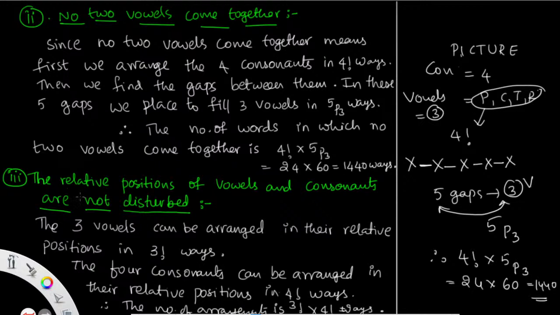In the last question, the relative positions of the vowels and consonants are not disturbed, which means in the places of vowels only vowels can be arranged, and consonants only in the places of consonants. The number of vowels is 3, arranged in 3 factorial ways. The 4 consonants can be arranged in 4 factorial ways. Therefore, the total number of arrangements is 3 factorial into 4 factorial ways.